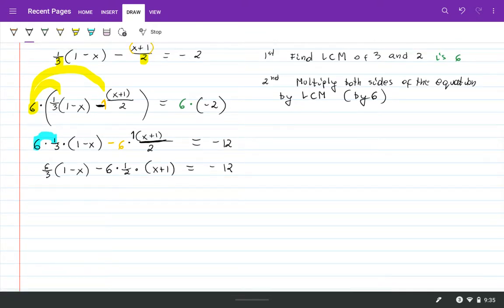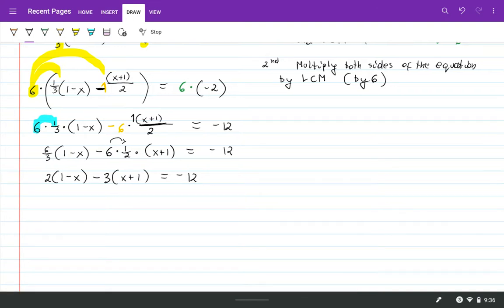So 6 divided by 3, that will give us 2 times (1 minus x). Now 6 times 1/2, so this is 6 times 1, which is 6, divided by 2, we're getting 3. So we have -3(x plus 1) equal -12. And like you see, this equation no longer has fraction, so just solve for x.